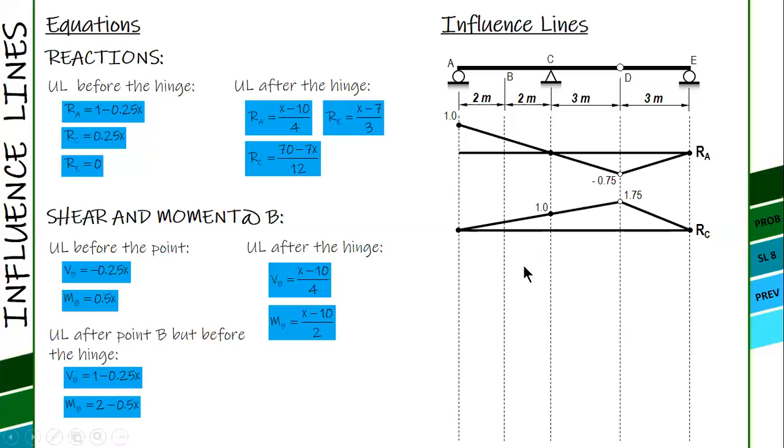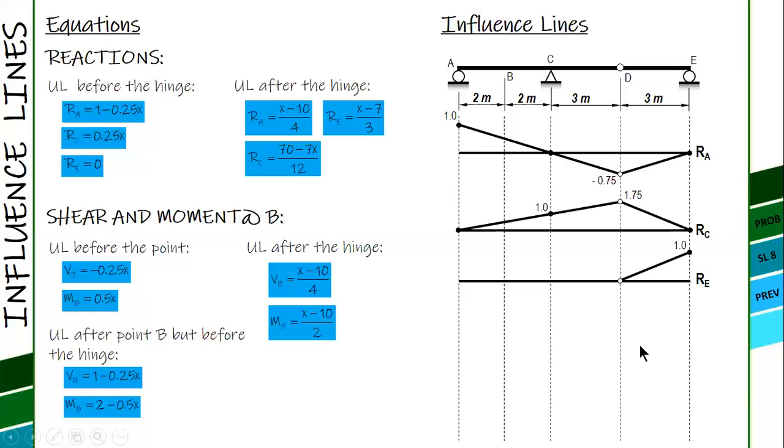And then for RE, 0 siya. For ABCD, 0, 0, 0, and then 0 there. And for DE, that's x minus 7 over 3. So when x is 7, 0. When x is 10, 10 minus 7, 3 divided by 3, 1. And then i-connect nyo.